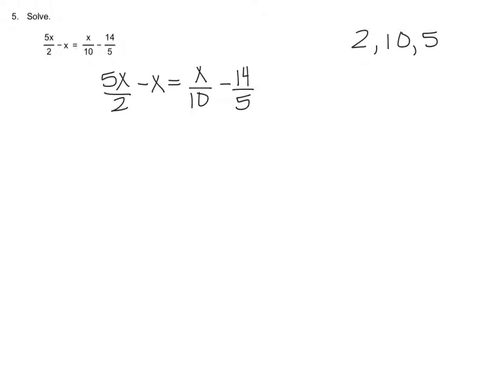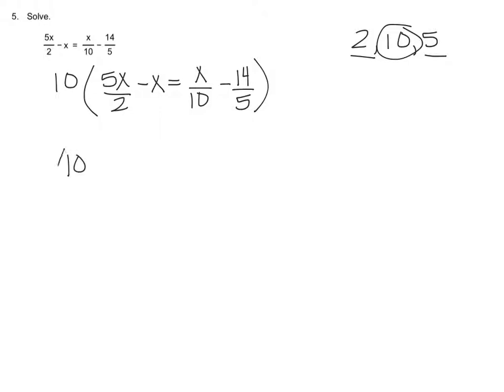That means that 10 is divisible by 2 and it's divisible by 5. So if we multiply all of our terms by 10, then all of our denominators will cancel. Let's take a look at it. Let's multiply the entire equation by 10.